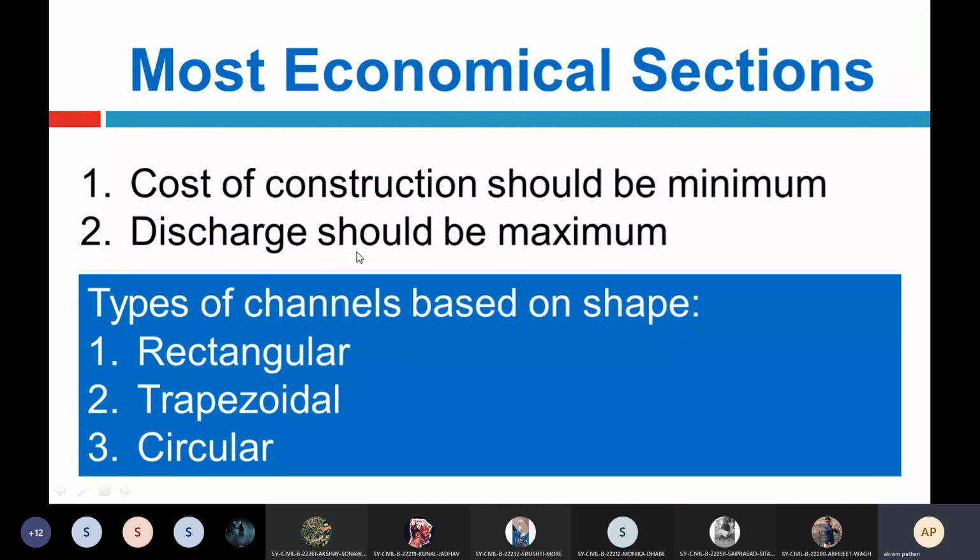Now we are here in the previous lecture, most economical channel sections. For the most economical channel section, we have the conditions: the total cost of the construction should be minimum, the discharge should be maximum, and the wetted perimeter should be minimum. These are the three conditions. We have different types of channel section based upon their shape: rectangular, trapezoidal, triangular, and circular channel sections.